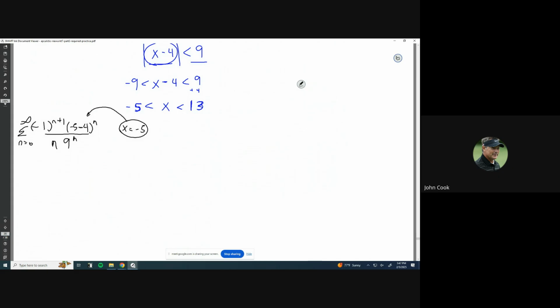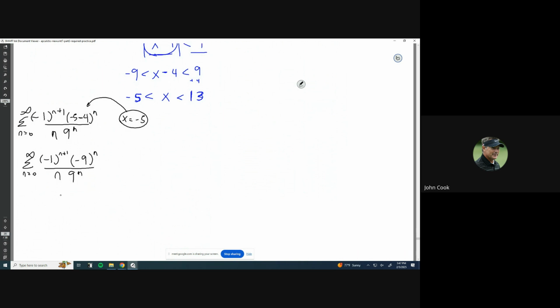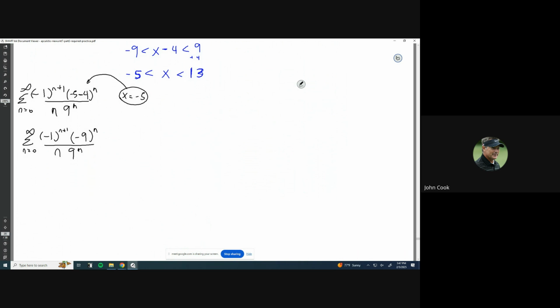So if I plug in negative 5, here's what I get. I got to do a little bit of algebra on this one. So negative 1 to the n plus 1. Then negative 5 minus 4 is going to be negative 9 to the n over n, and then 9 to the n. I can simplify the heck out of this thing because check this out. Negative 9 to the n is actually the same thing as negative 1 to the n times 9 to the n. So that's what I'm going to rewrite this as, okay? So after plugging that number in, if I simplify this a little bit, I get negative 1 to the n plus 1, and then negative 1 to the n, and 9 to the n, all over n times 9 to the n.